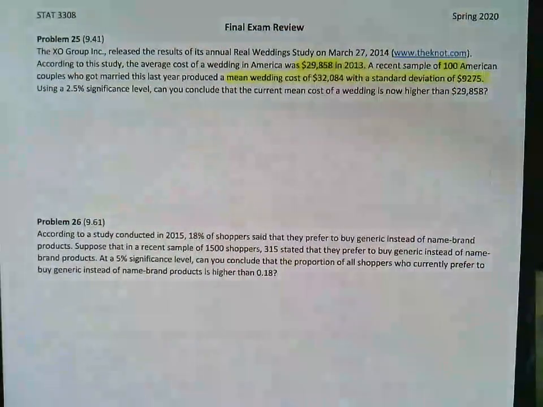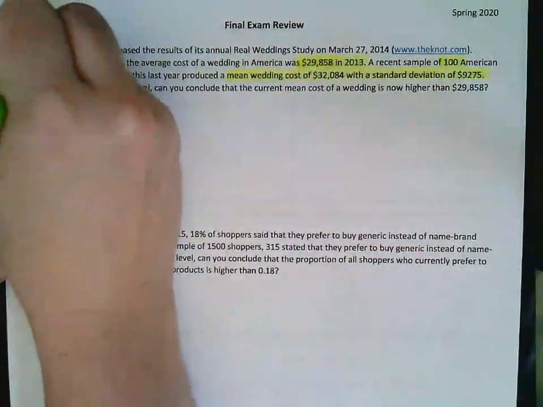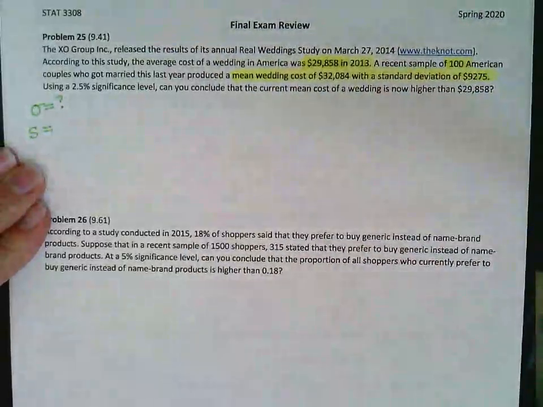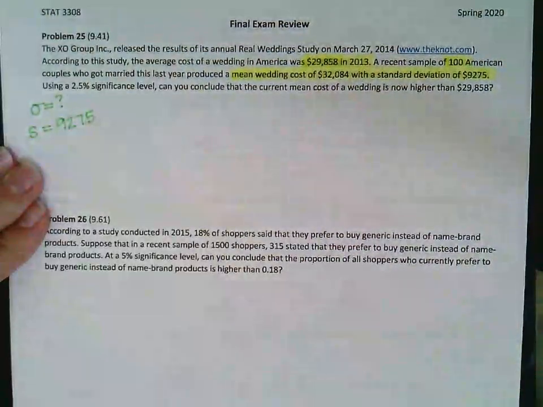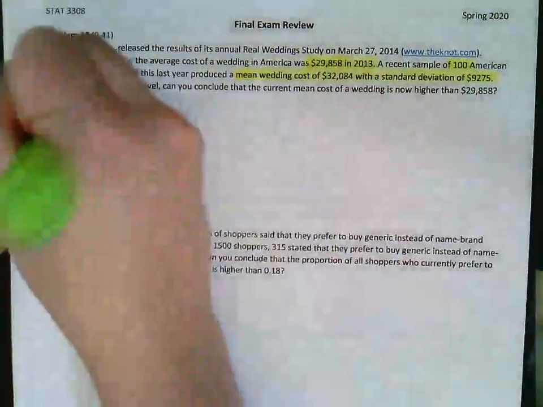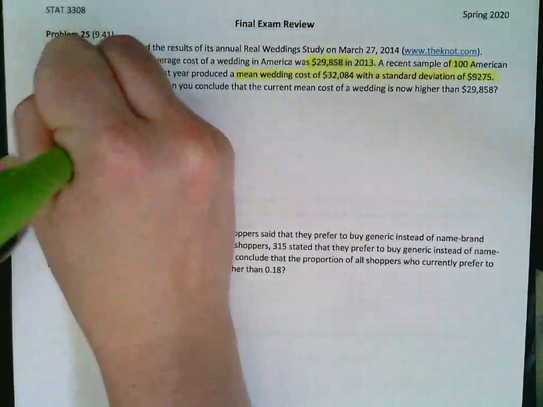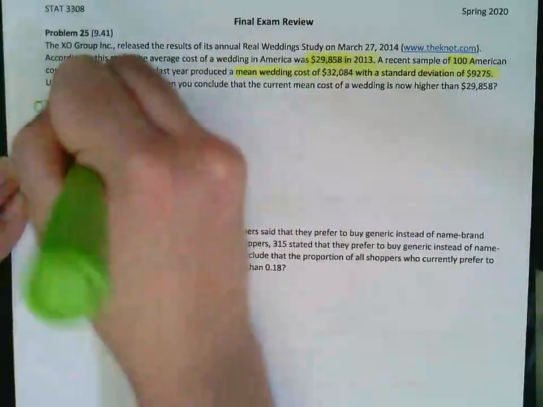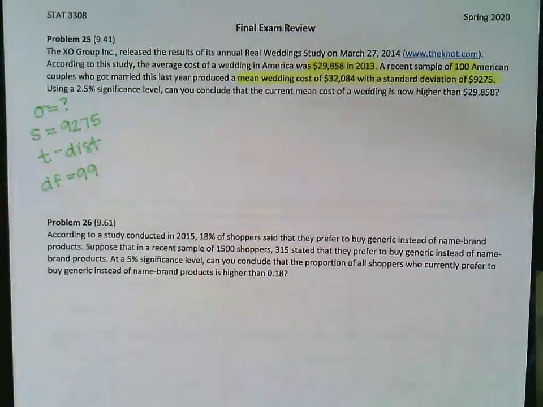Now, I don't know sigma here. I don't know what the population standard deviation is. I'm going to use that sample standard deviation of 9275 to approximate the population standard deviation. When I do that, I have to use a t-distribution, which means I have to take into account my degrees of freedom. So my degrees of freedom are going to be 99. And I'm going to use that to find my critical value here.